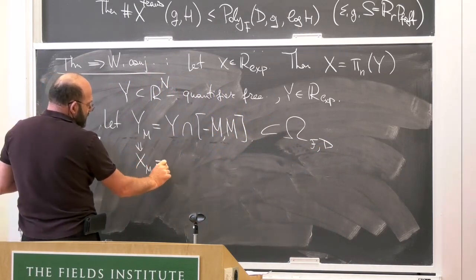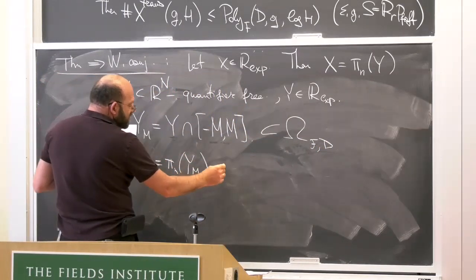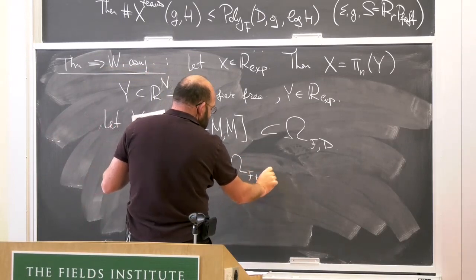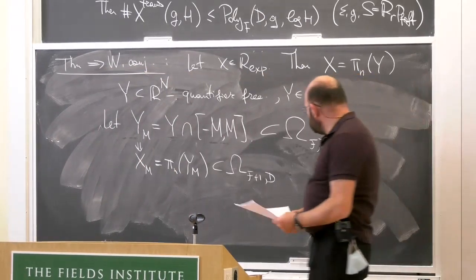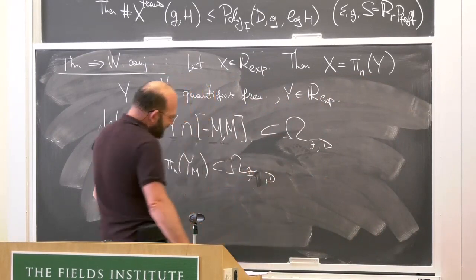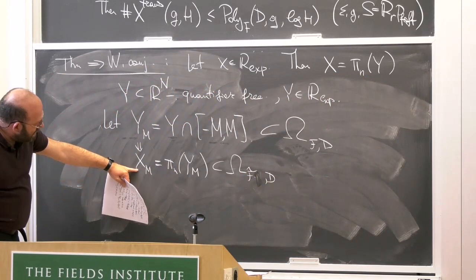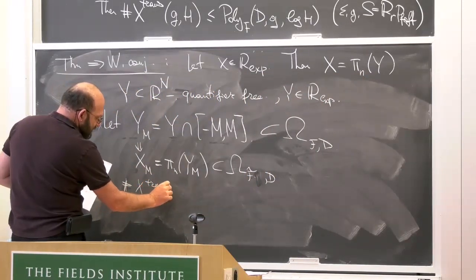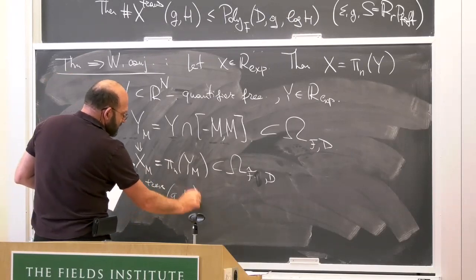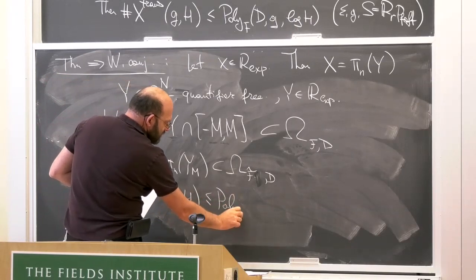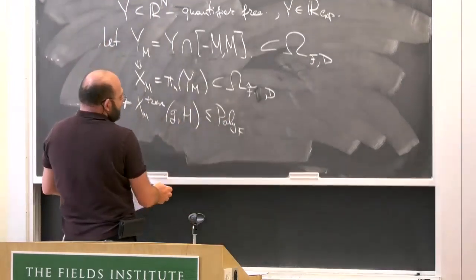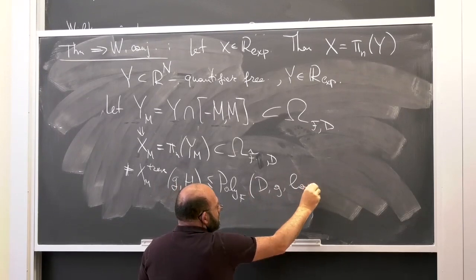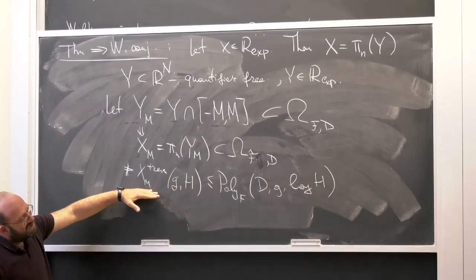Therefore, X_M, the projection of Y_M, also belongs to the same class, almost. So we know that the number of X trans of g, h is less or equal than some polynomial in d, g, and log h, and this bound is independent of m.